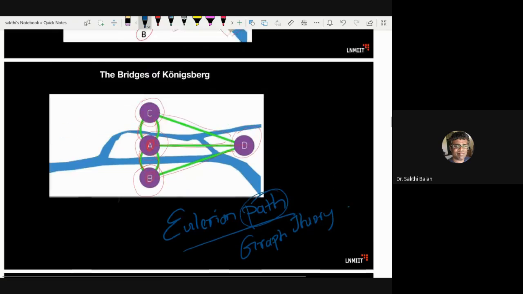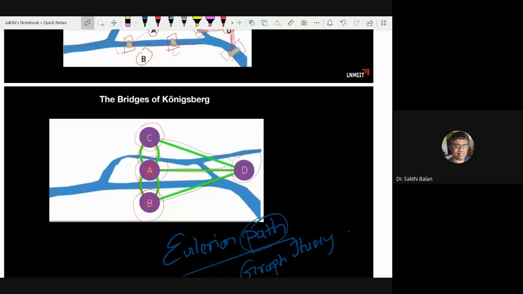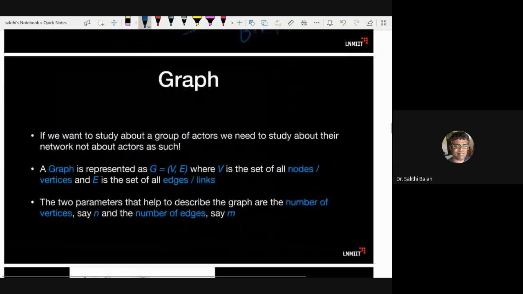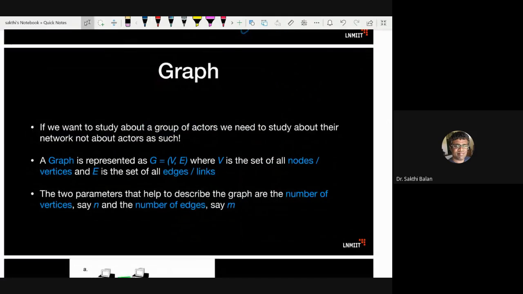But this is the birth of graph theory, way back in 1736, and after that there was a lot of research going on. Even after 260, 270 years, people are still working on graphs because there are a lot of applications for graph theory. So let us define the graph. What do we mean by a graph in a very abstract way?